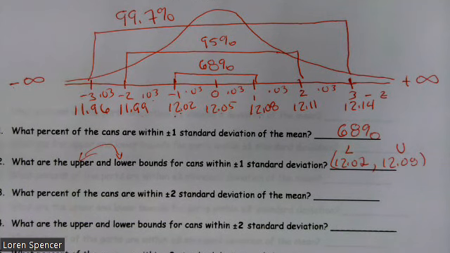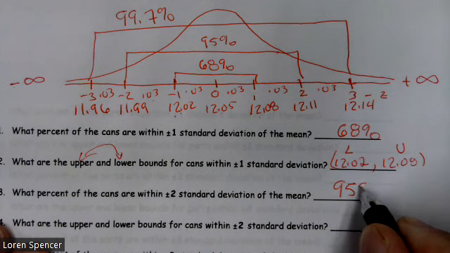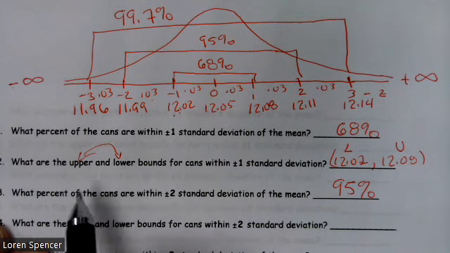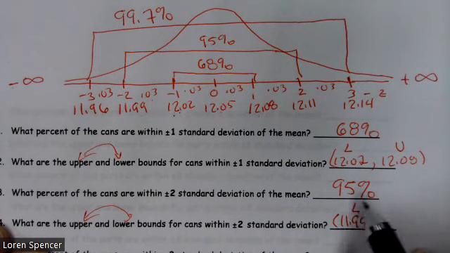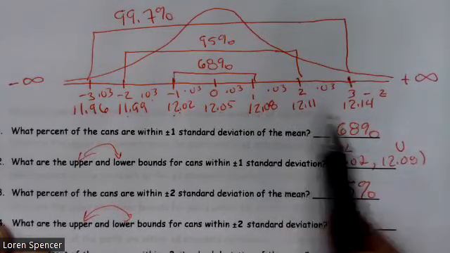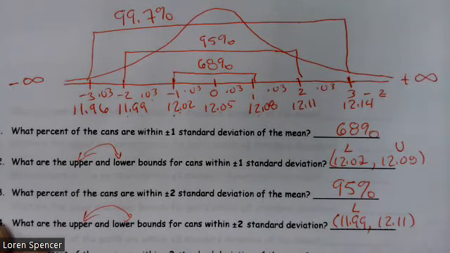The next thing it says, what percent of the cans are within plus or minus 2 standard deviations? Well, that will always be 95% if we're working with a normal distribution, which we are. And once again, we're going to swap these and make it lower and upper. And our lower happens to be 11.99 right here. And then our upper for that 2 standard deviations is 12.11. When I say 2 standard deviations, they really mean two z-scores.